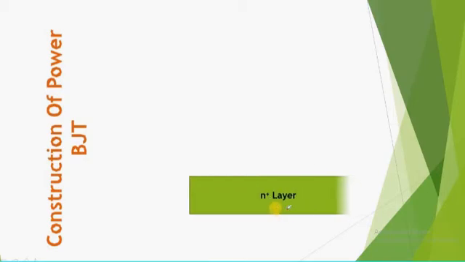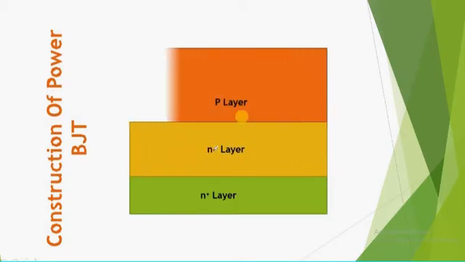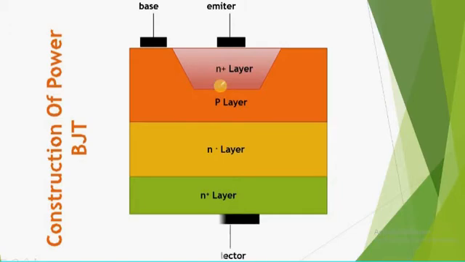Next we will see construction of power BJT. Power BJT is a 4-layer device. First layer is a heavily doped N layer, and second is a lightly doped N layer, and third layer is a moderately doped P layer, and last one is a heavily doped N layer. And it is a 3-terminal device. The terminal which is connected to heavily doped N layer is emitter, and base terminal is connected to P layer, and finally the collector terminal is connected to heavily doped N layer.